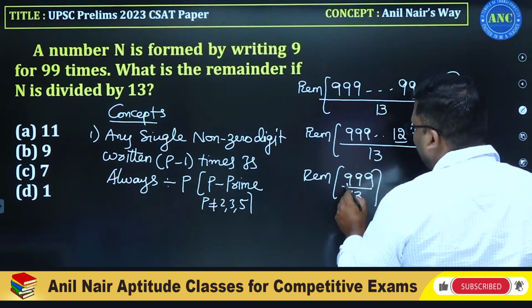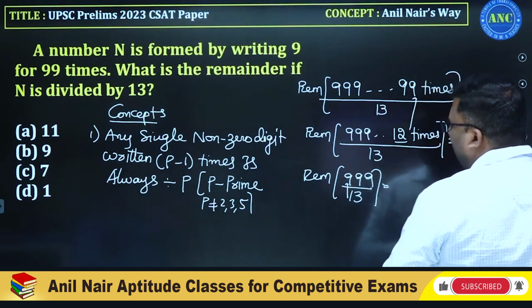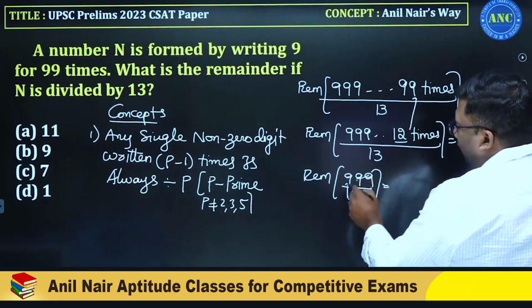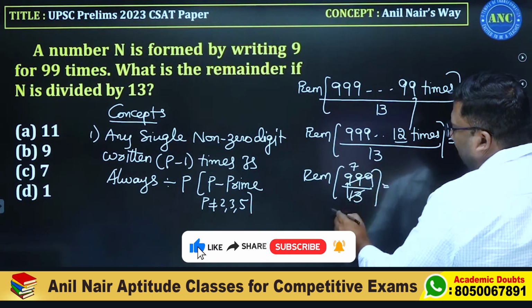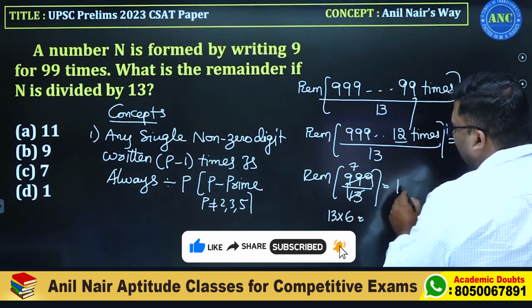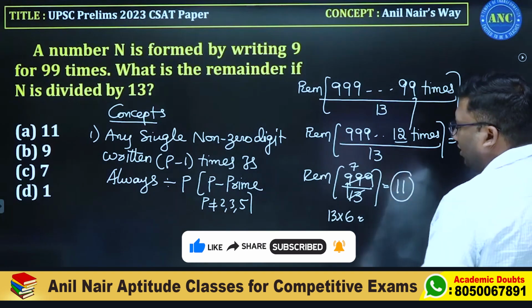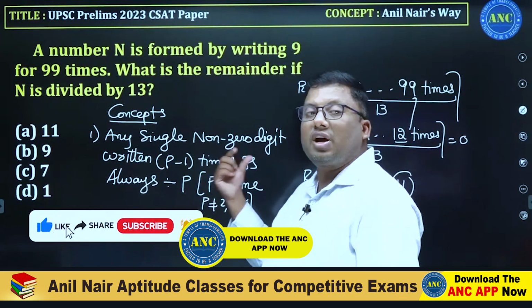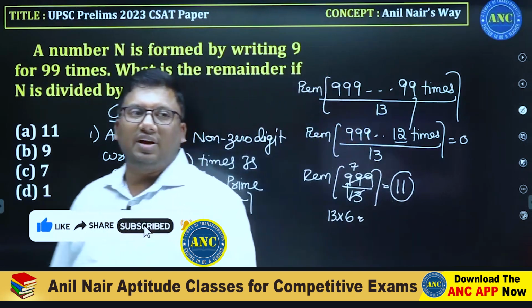13 sevens are 91. 999 minus 91 gives 8, with 9 brought down makes 89. 13 sixes are 78. The remainder is 11. If you know this concept, you can solve this question very, very easily.